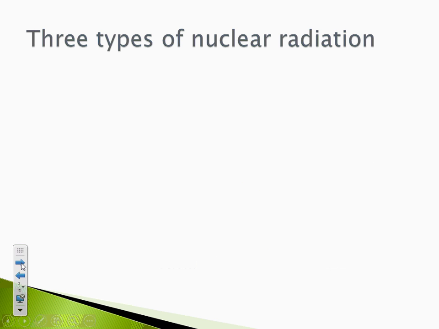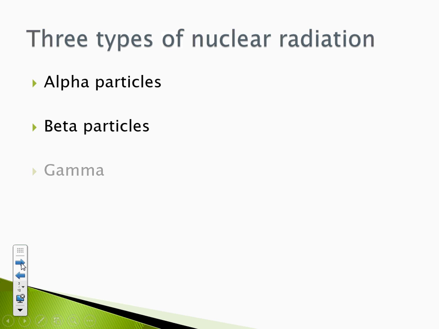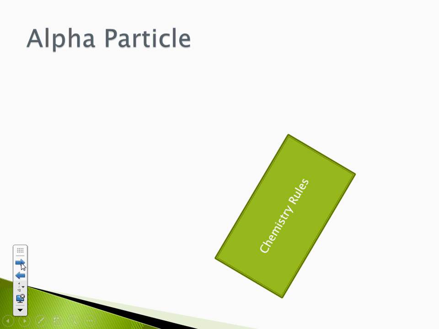There are three types of nuclear radiation: alpha particles, beta particles, and gamma radiation. Let's first look at the alpha particle. An alpha particle is a helium-4 nucleus. So you can also write it in nuclear symbol form: 2 protons, a mass number of 4, and an alpha particle doesn't have any electrons.